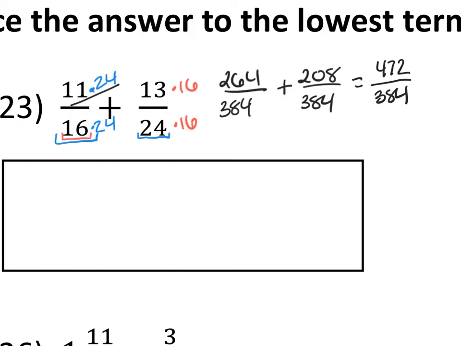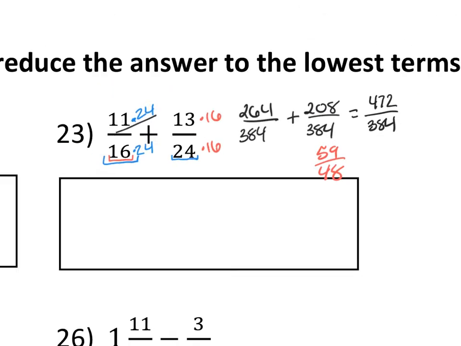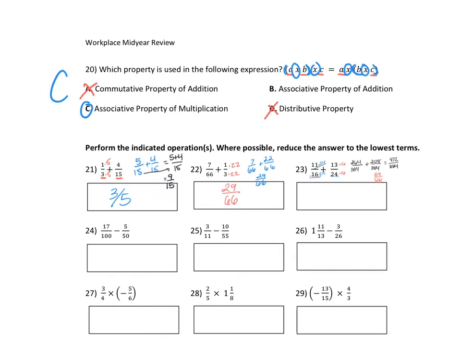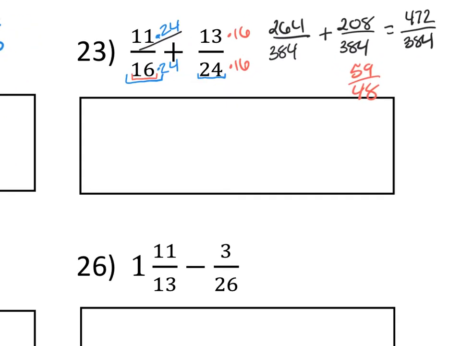And that gives us 59 over 48. And now, if you note, this is an improper fraction. Our numerator is larger than the denominator. But if we look at the directions, it doesn't say that we have to convert improper fractions to mixed numbers. So for right now, we can just leave that as 59 over 48.